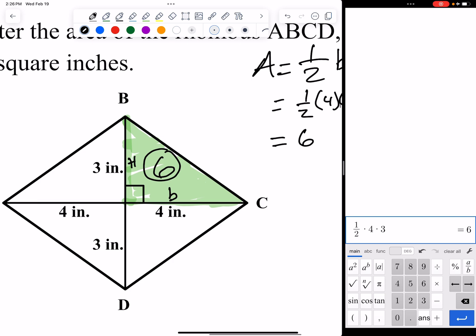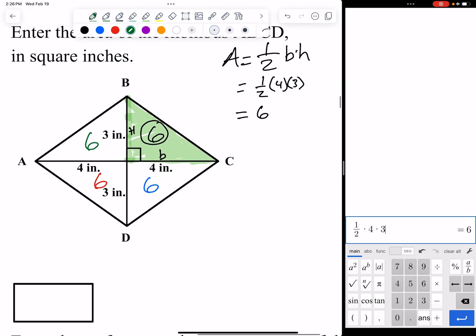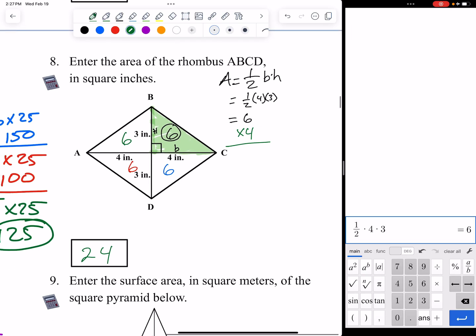Well, guess what the area of the bottom triangle is going to be? 6. What about the one on the bottom left? It's also 6. And then the one on the top left is 6. So then if they're all the same areas, I don't have to remember the formula of the rhombus for the area of the rhombus. I just have to remember the area of the triangle, which is really nice. And then realize, oh, it's just 6 times 4, which equals 24. So not that horrible if we just break it apart, okay?